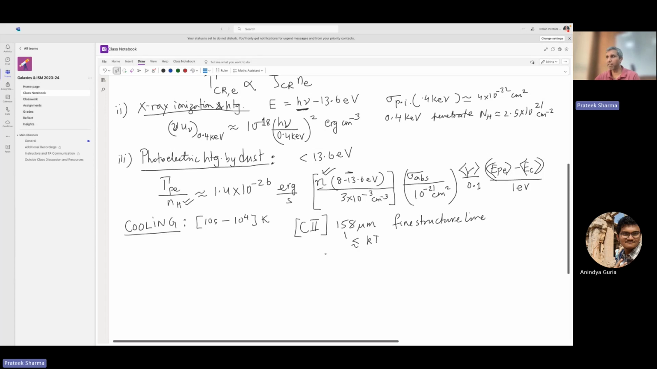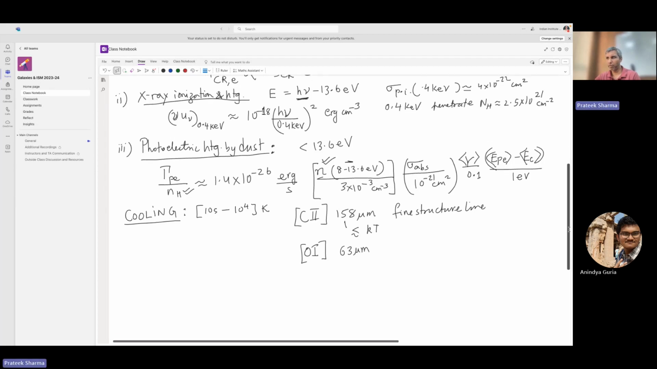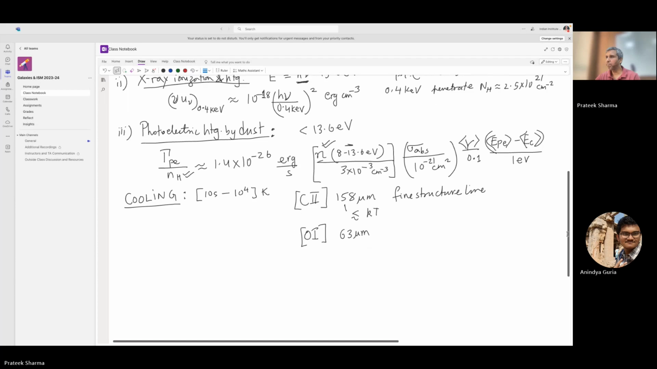Okay, but the other coolant is oxygen I. That's also a fine structure line at 63 microns. So for the same reason, this is also important. And both of these, so oxygen has almost the same ionization potential as hydrogen. So that's why oxygen is in neutral form, because if you can ionize hydrogen, you can also ionize oxygen. So that's why this is O I in the neutral ISM and not O II.